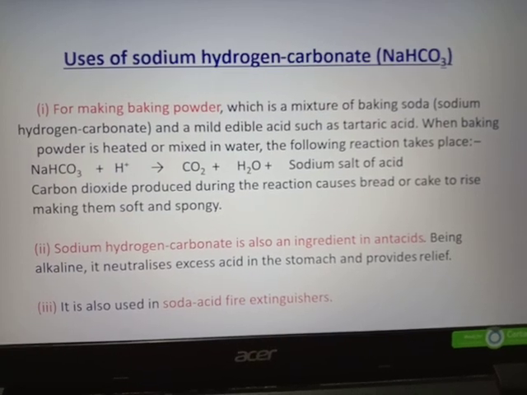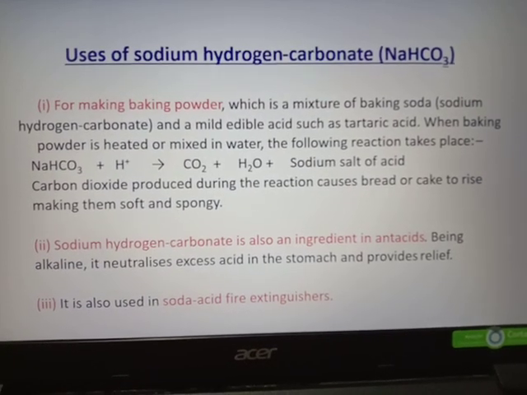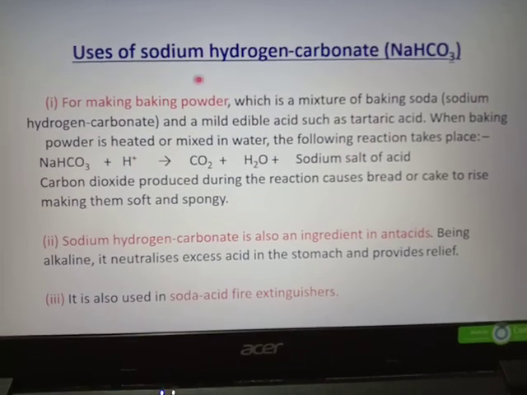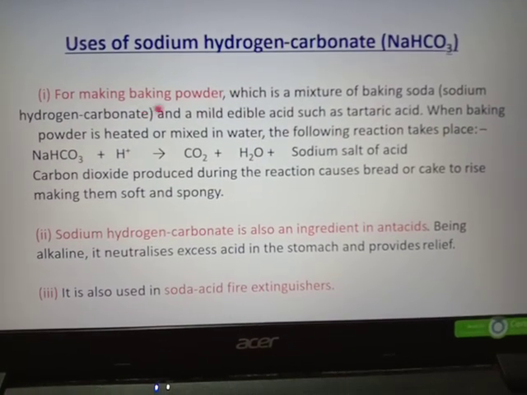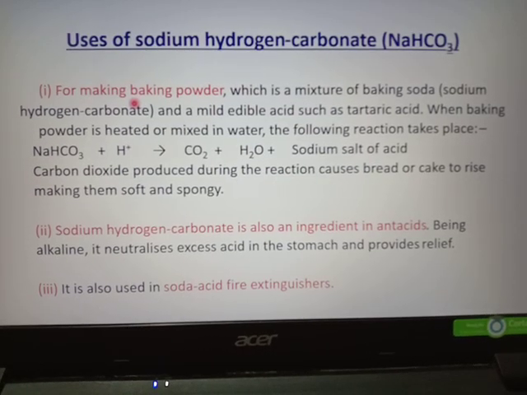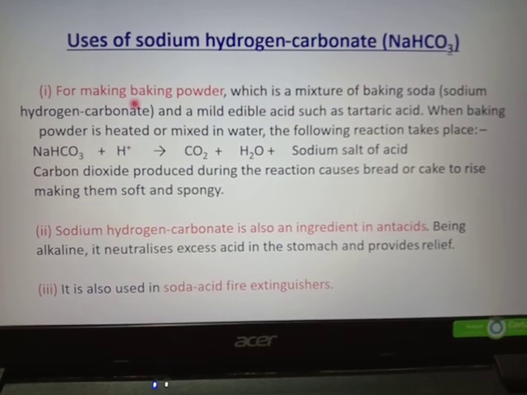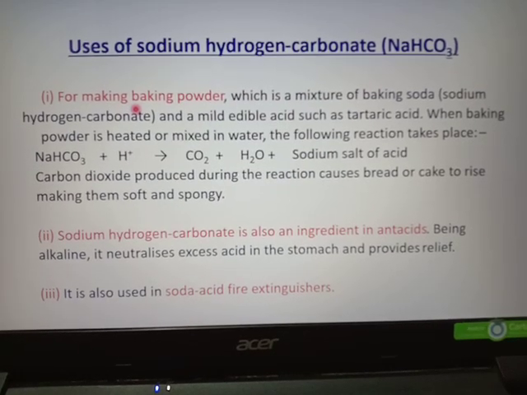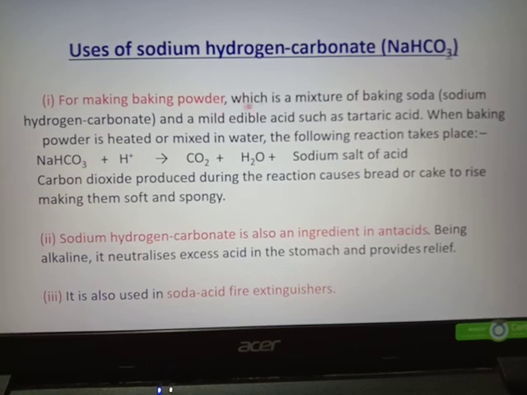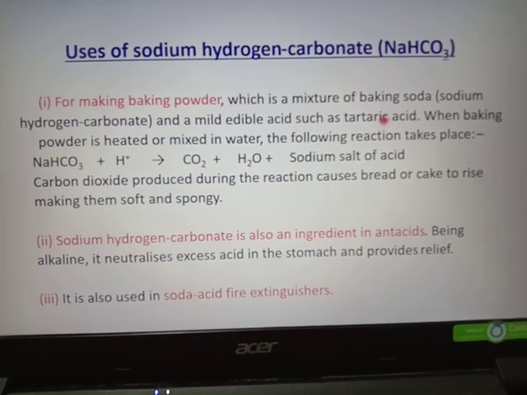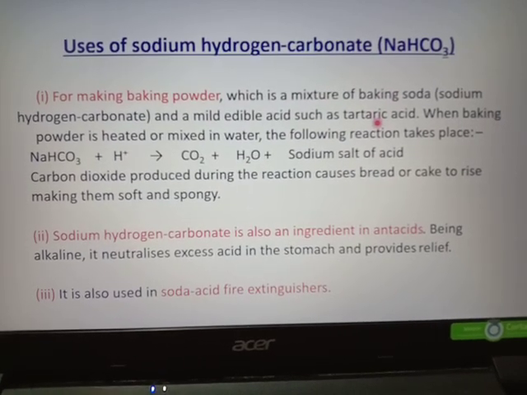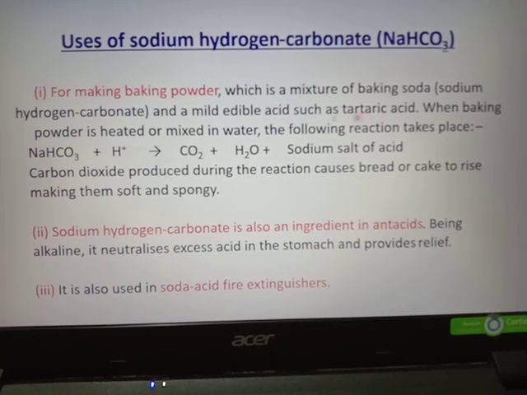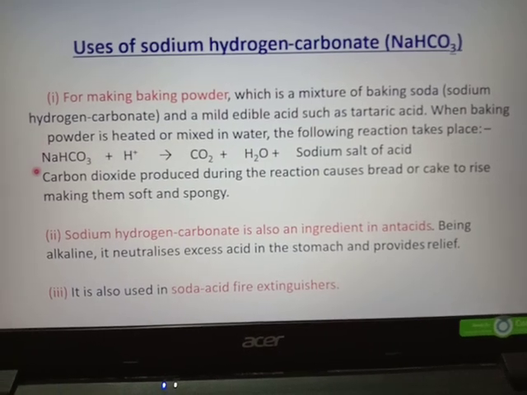So the first use of sodium hydrogen carbonate or baking soda: baking soda is used to make baking powder. Baking powder is a mixture which is used in so many food items like making doklas, idli, crispy pakoras and all. Children, baking powder is actually the mixture of baking soda and a mild acid like tartaric acid.